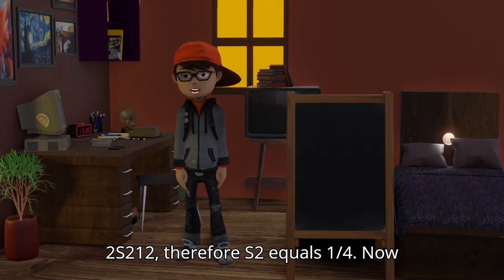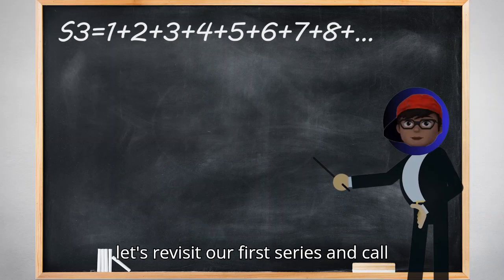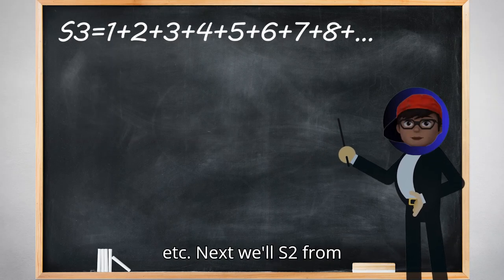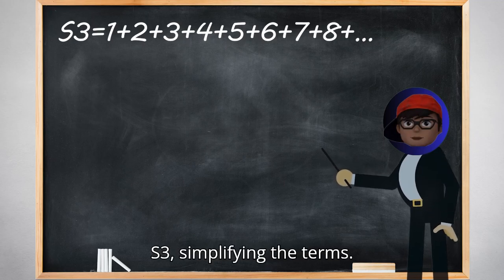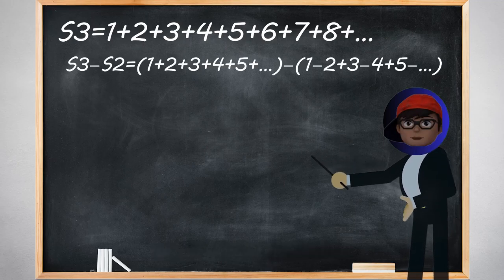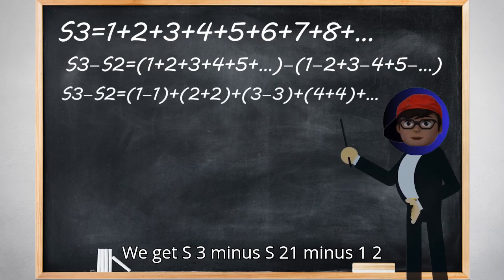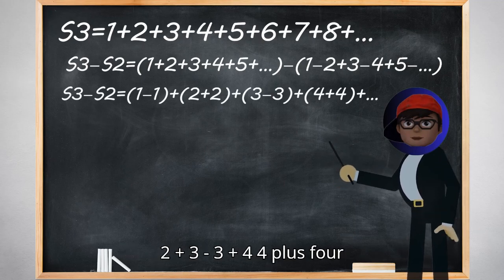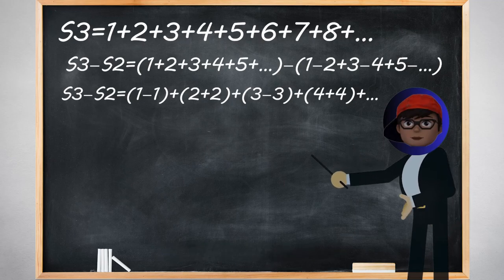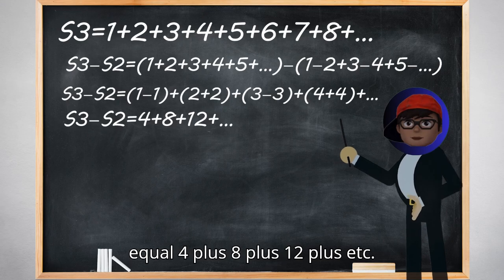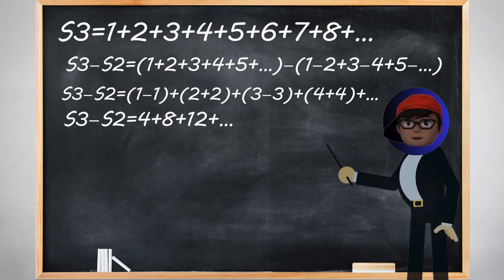Now let's revisit our first series and call it S3 = 1 plus 2 plus 3 plus 4 plus 5 plus 6 plus 7 plus 8 plus, etc. Next, we'll subtract S2 from S3. Simplifying the terms, we get S3 minus S2 = 1 minus 1 plus 2 plus 2 plus 3 minus 3 plus 4 plus 4 plus 4, etc. This simplifies further to S3 minus S2 = 4 plus 8 plus 12 plus, etc.